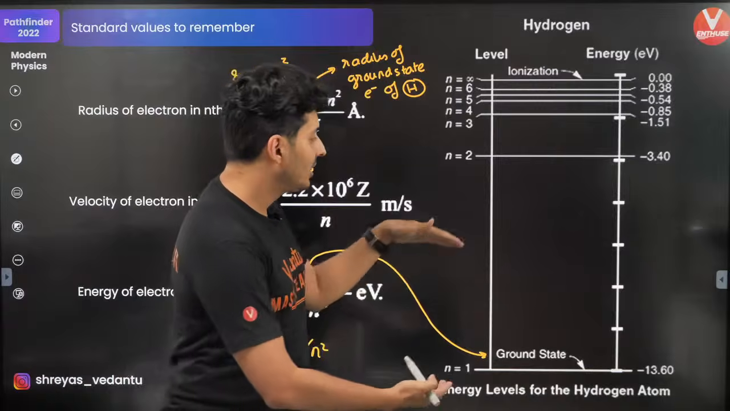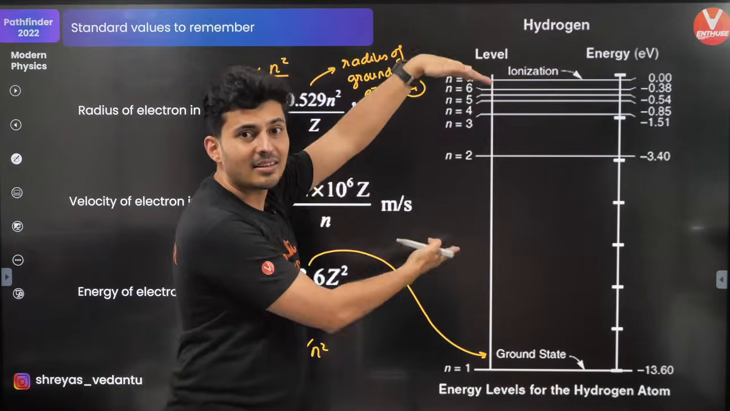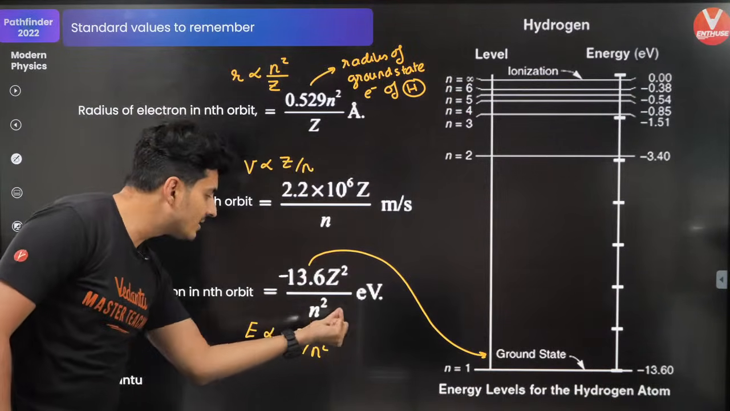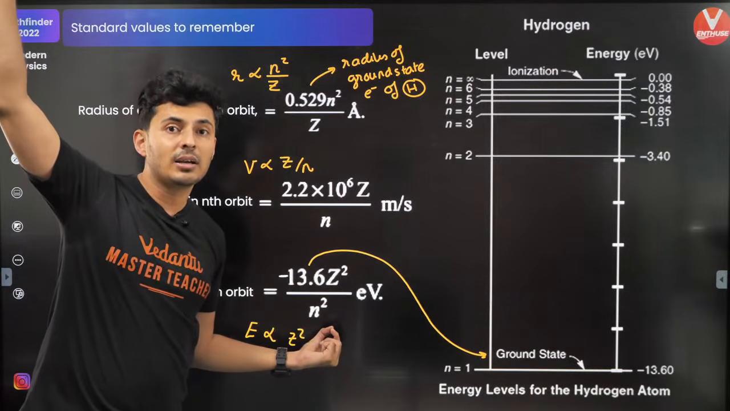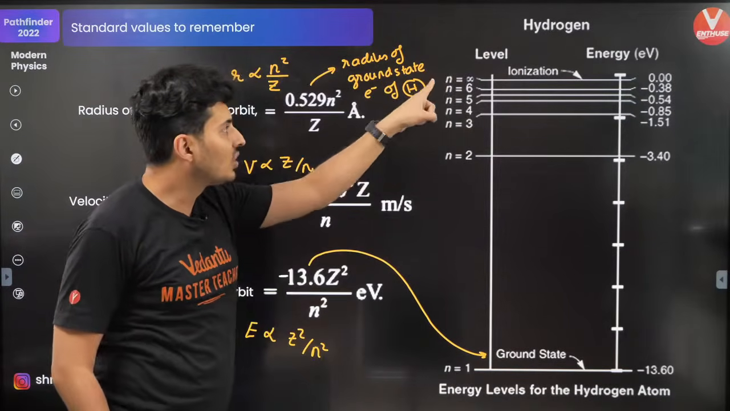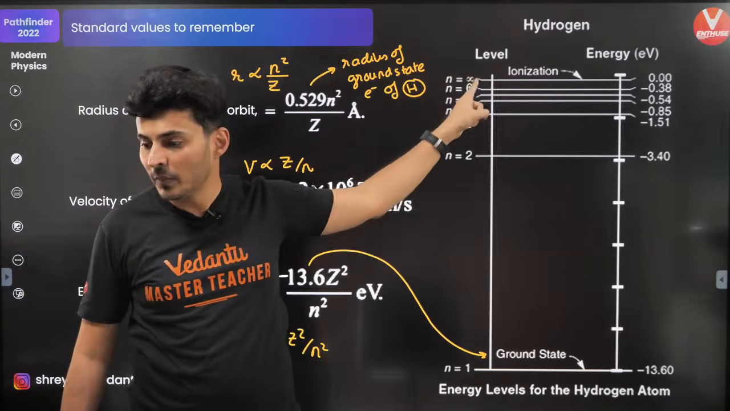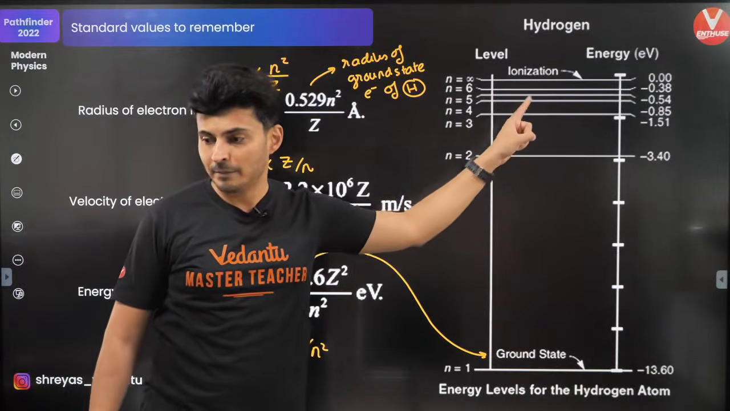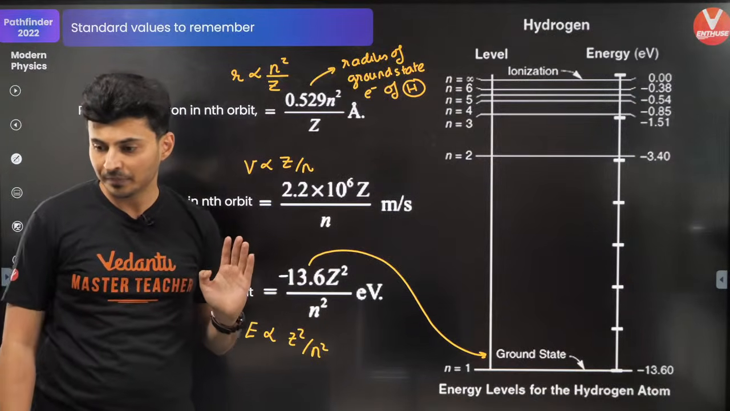Notice one more thing. The spacing continuously reduces. And when n tends to infinity, that means this denominator becomes very large. N tends to infinity means what? The electron is outside the atom. So that energy is assumed to be 0. Do you see that? It's 0. I hope this is clear. Yep. This is very, very important.